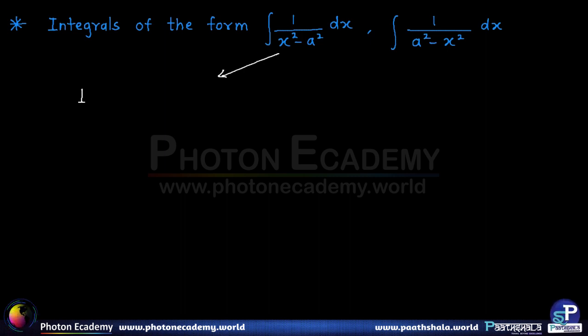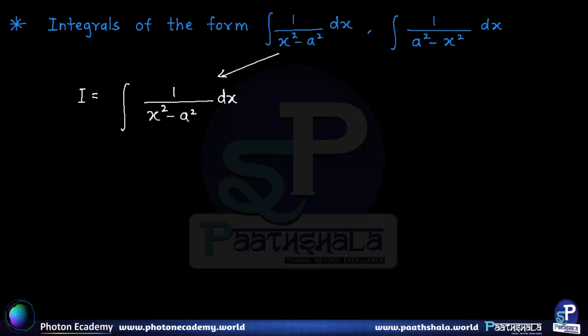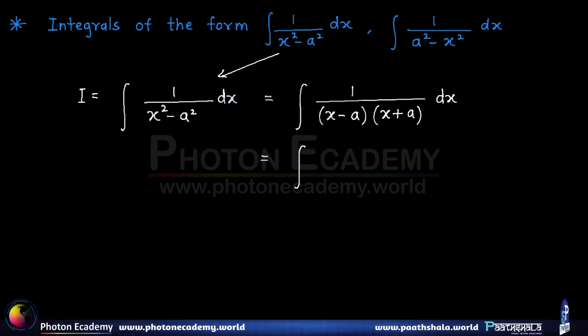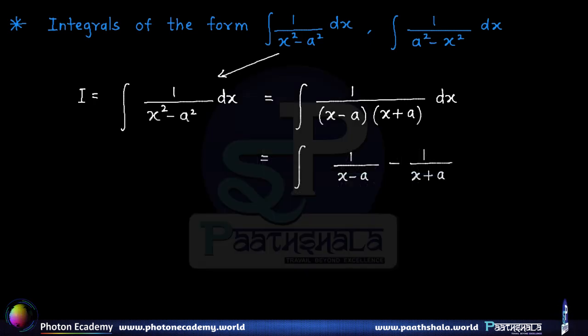Now here we have 1 upon x square minus a square dx, that is equal to, now if we observe, we can definitely factorize this into x minus a and x plus a. Now comes the important step. Now this particular fraction can be broken into two parts as 1 upon x minus a minus 1 upon x plus a. But let's see what happens if we just keep this subtraction as it is.